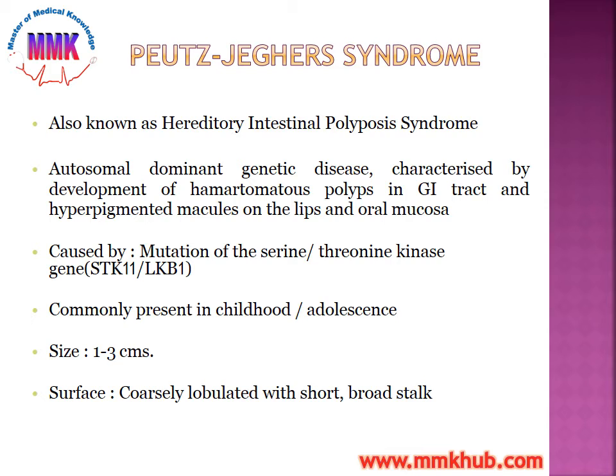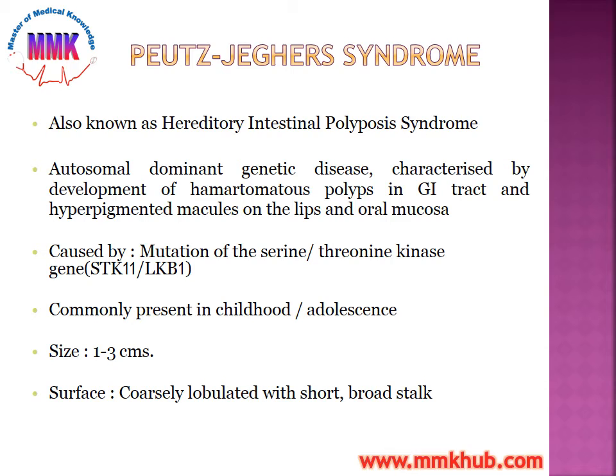First of all is the Peutz-Jeghers syndrome. It is also known as the hereditary intestinal polyposis syndrome. It is an autosomal dominant genetic disease characterized by the development of hamartomatous polyps in the gastrointestinal tract and hyperpigmented macules on the lips and oral mucosa. The cause is mutation of the serine threonine kinase gene STK11 LKB1, and it is commonly present in childhood and adolescence.